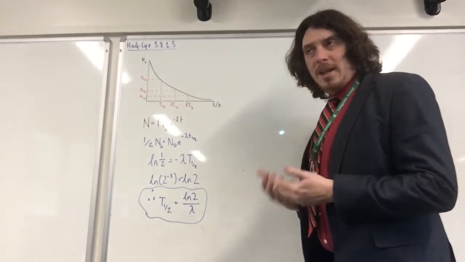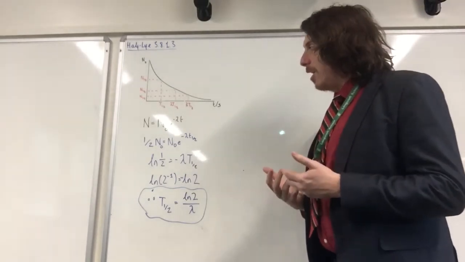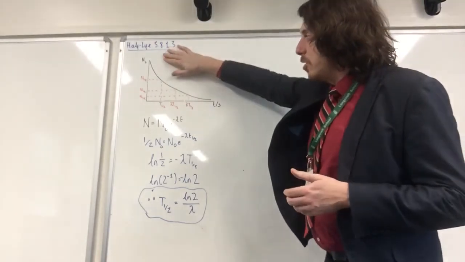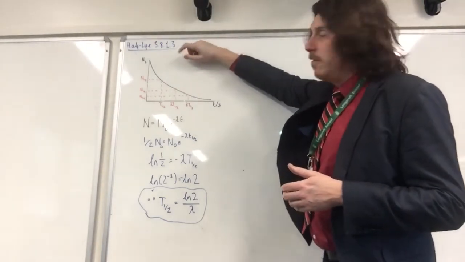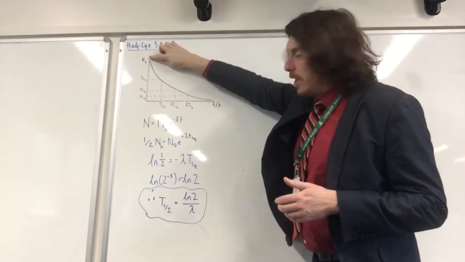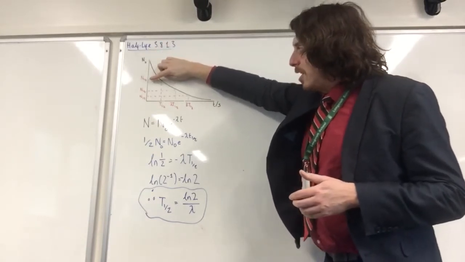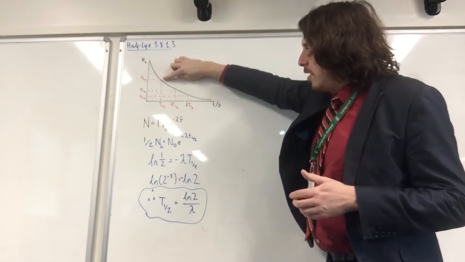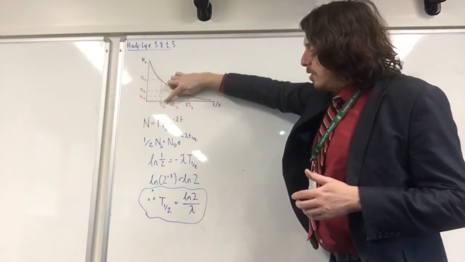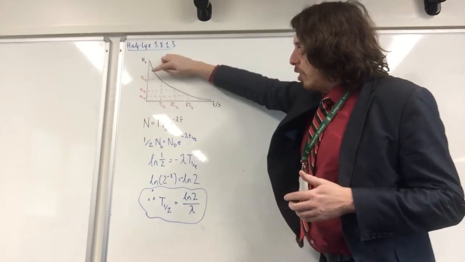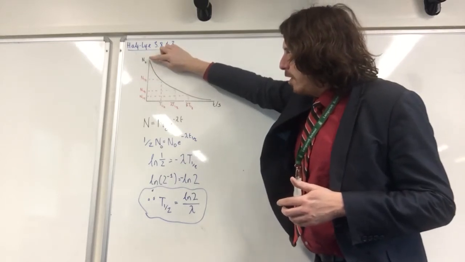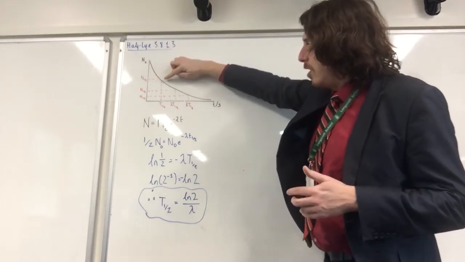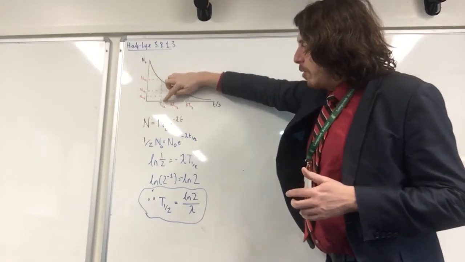So we had a look at decay constant, we had a look at the number of nuclei last time, and we talked about the exponential decay curve and the shape of this graph. So if we've got an initial amount of nuclei, the time that it takes the amount of nuclei that are unstable to halve is the half-life there. So we find half of N0, we draw a horizontal line across, and then we go down.